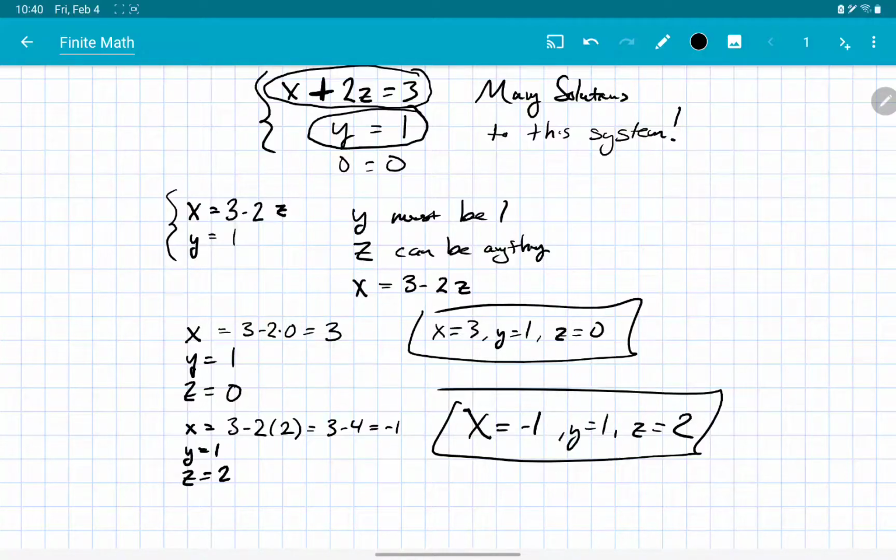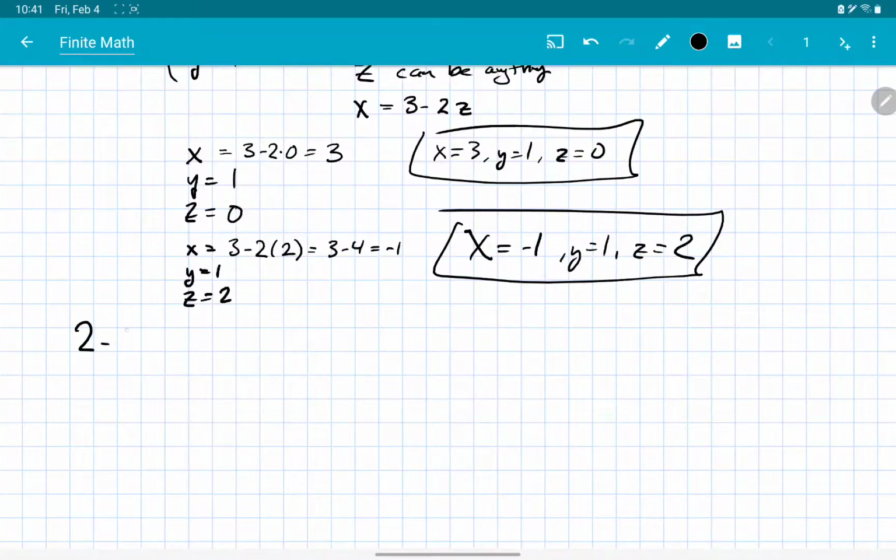In fact, there's infinitely many solutions because we can choose z to be anything, and once we choose z's solution, that forces us to pick a specific x. Okay, so in a minute or two, I'll talk about the rules, like how do you know when you have 0 solutions, how do you know when you have infinitely many solutions, but let's talk about what's going on here geometrically.